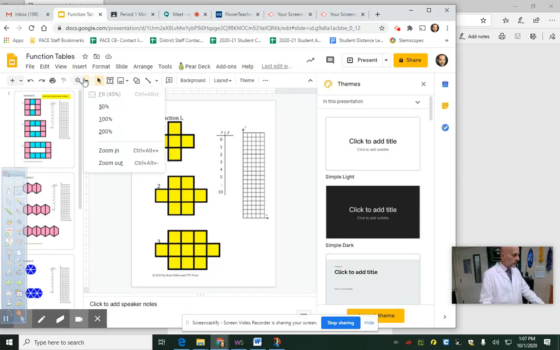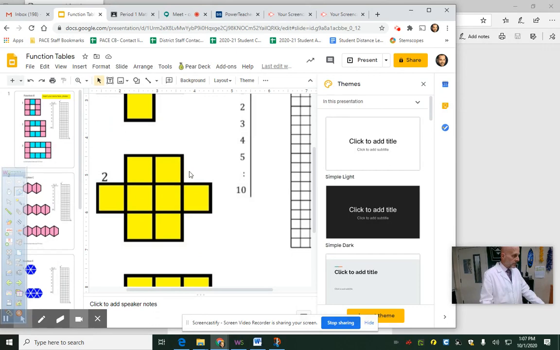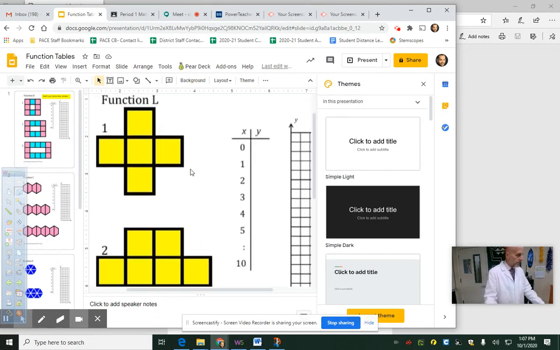So students, what you'll need to do on this assignment is this. You're going to be filling in these t-tables here. And it's just like what we did in class. You'll look at picture number 1 and count how many shapes are in it. This one has 1, 2, 3, 4, 5 squares.